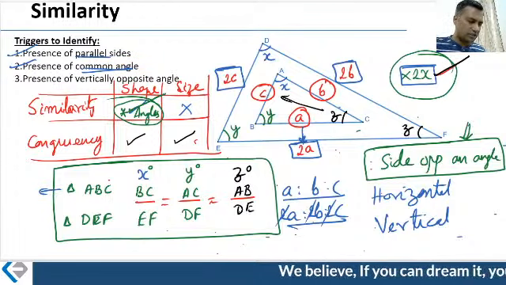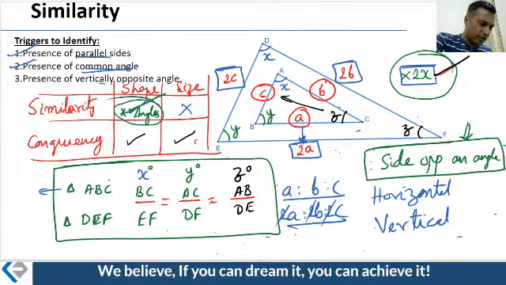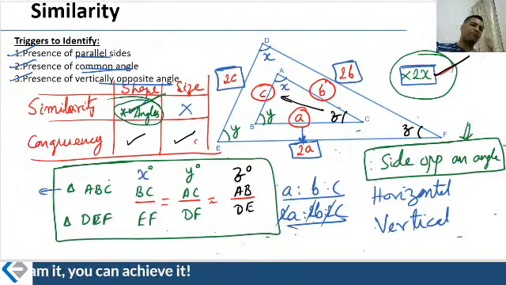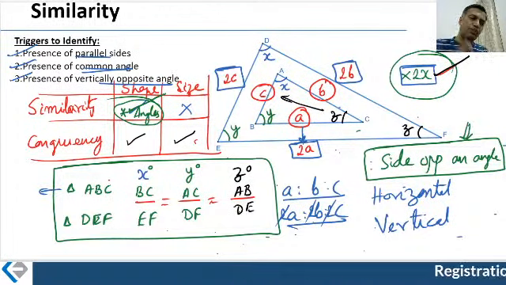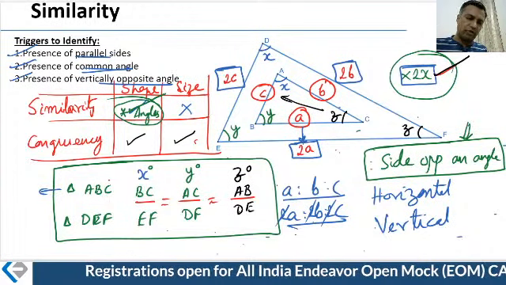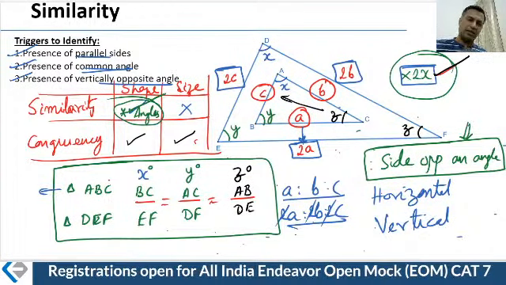Trigger, all right, put these triggers properly in your mind. The presence of vertically opposite angles. Now it's in that order only. Parallel lines, more often you see parallel lines, then you see common angle, you also see vertically opposite angle. Now these are the parameters that you kind of see. Try to match two angles, automatically the third angle will match. You don't have to worry too much about it, because when two angles of a triangle are equal to two angles of the other triangle, naturally the third angle would be same.